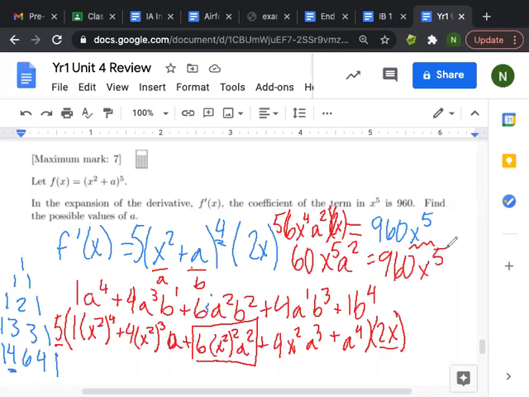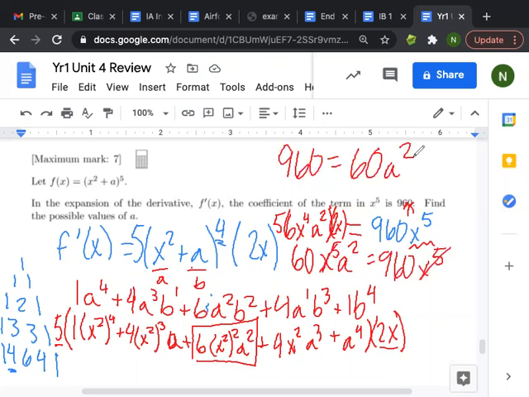Since there's an x to the fifth in both, I can divide by x to the fifth and cancel it out. So then I just solve 960 equals 60a squared. Divide by 60 on both sides, take the square root, you get your value. Okay, I know that was horrible.